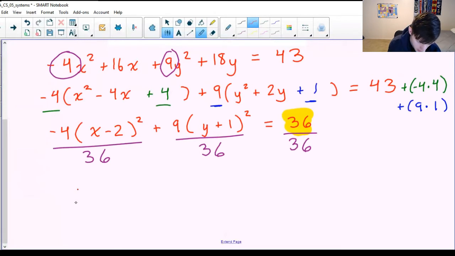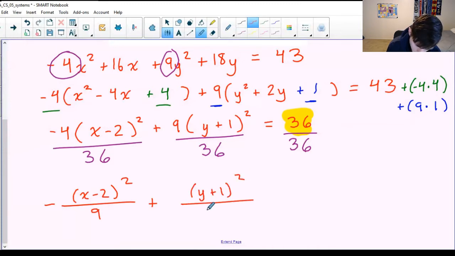-4 over 36 would simplify into -1 over 9. Nine over 36 simplifies into 1 over 4. And 36 over 36 is 1.